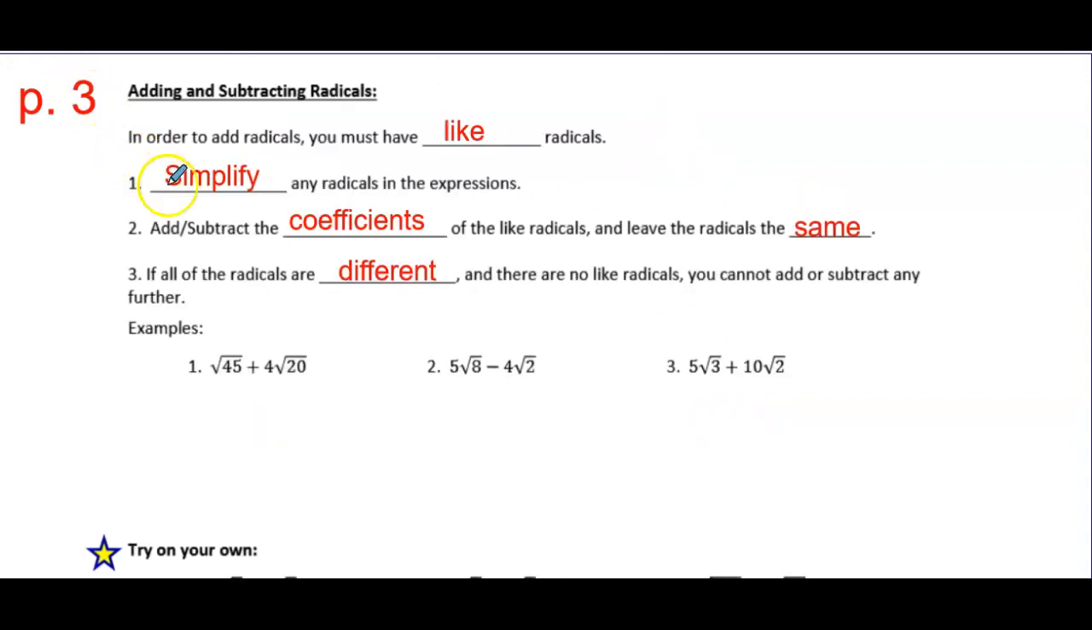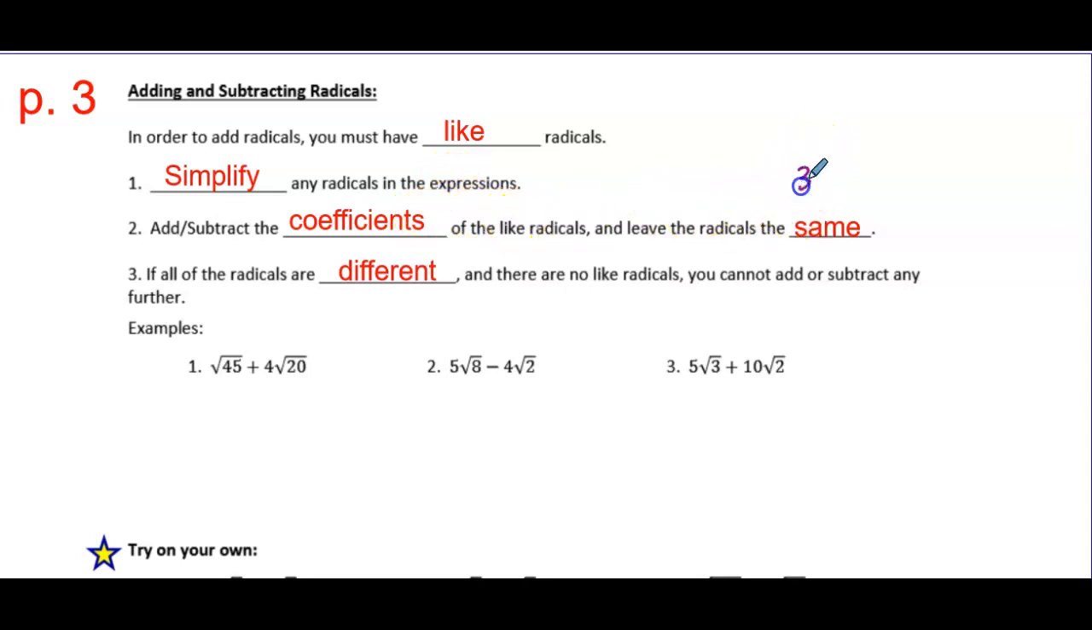Okay, and on to page 3. Notes at the top. In order to add radicals, you have to have like radicals. So you cannot add radicals that are not the same. Same thing with subtraction. What you're going to do is simplify any radicals in the expressions. So we do that using the same technique of splitting into factors. We're going to add or subtract any coefficients when the radicals are alike, and then those radicals stay the same.